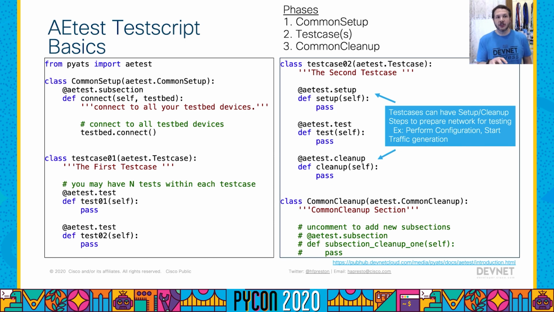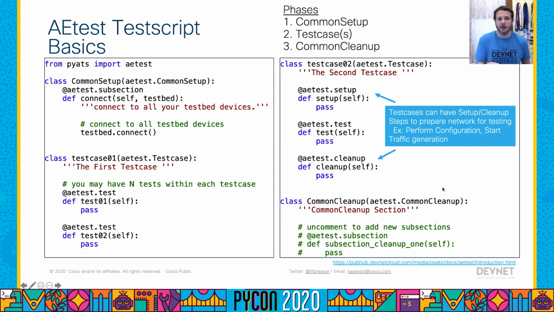Then we have phase 2, which are the test case or cases. Any AEtest script could have one or more tests that are going to get run as they go through. And then finally we have phase 3, which is the common cleanup. You'll notice the way we describe what these components are, or which phase they go into, is by extending aetest.CommonSetup for the common setup component, aetest.Testcase for a class that's going to be an actual test case, and then aetest.CommonCleanup will describe where your cleanup step is to go through.